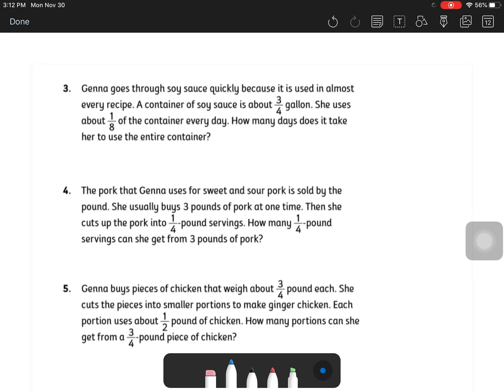Okay, number 3. Jenna goes through soy sauce quickly because it's the most used. It's used in almost every recipe. A container of soy sauce is 3/4 of a gallon. She uses about 1/8 of the container every day. How many days will it take to use the entire container? So we're going to divide that out. So the total is 3/4 of a gallon, and she's using 1/8 of the container every day.